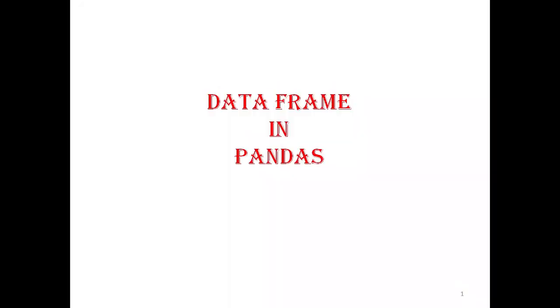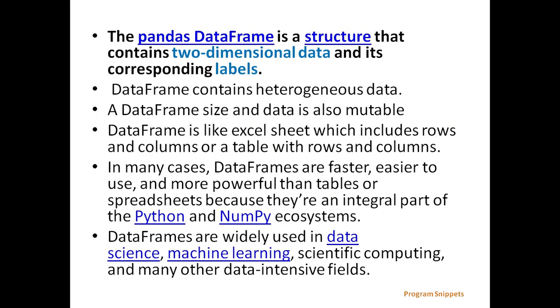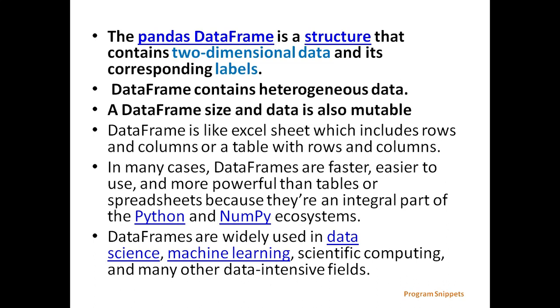Here we will see data frame in Pandas. The Pandas data frame is a structure that contains two-dimensional data and its corresponding labels. Data frame contains heterogeneous data. That is, we can store different data types content such as numerical, categorical, etc. in a data frame. A data frame size and its data are mutable.